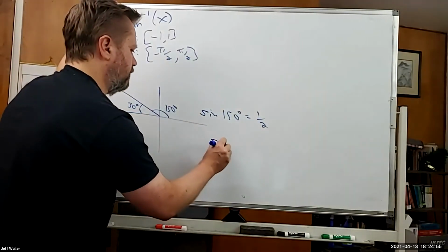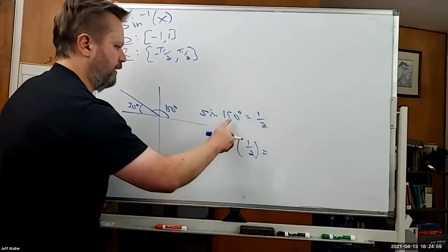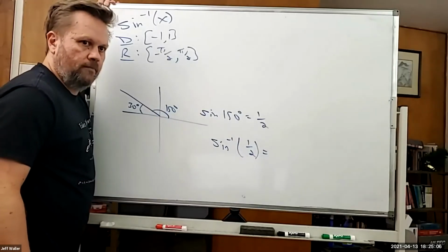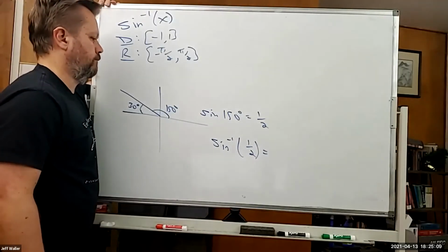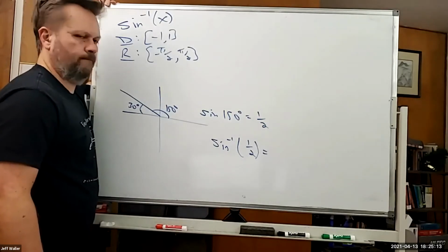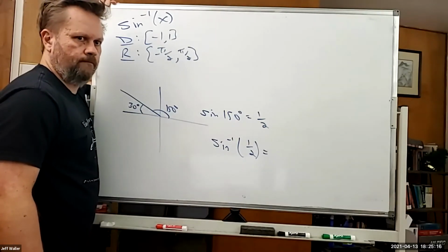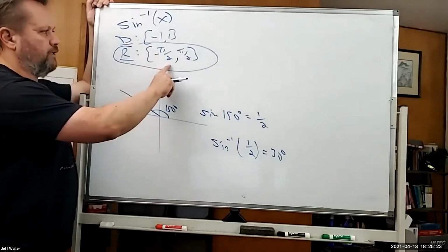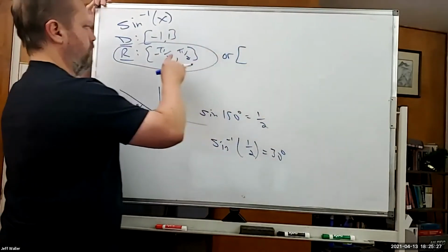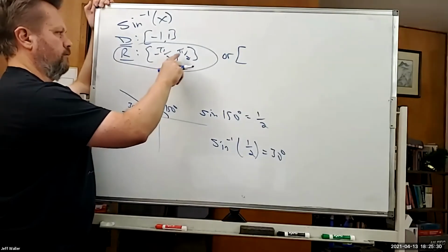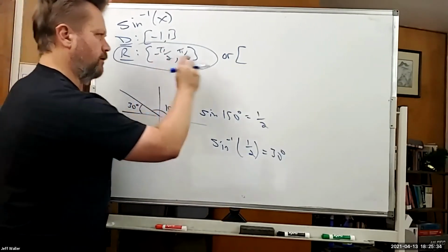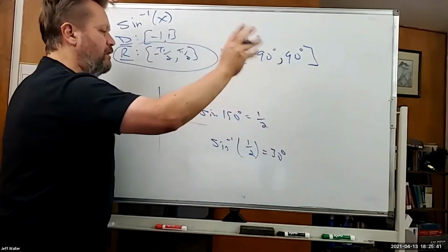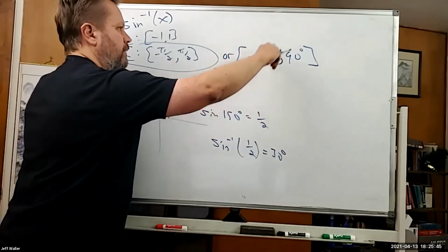So if I take the inverse sine of 1/2, am I going to get 150 degrees? We'll try it. What do you get when you do the inverse sine of 1/2? 30. Yeah, you get 30 degrees, which makes sense because what is the range of the inverse sine in degrees? 90. It can only give you outputs from -90 to 90.